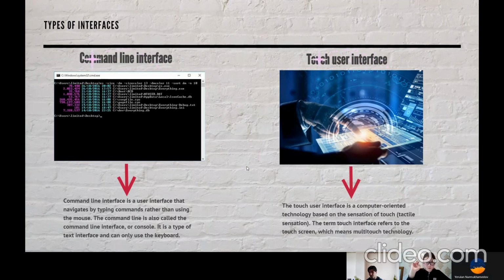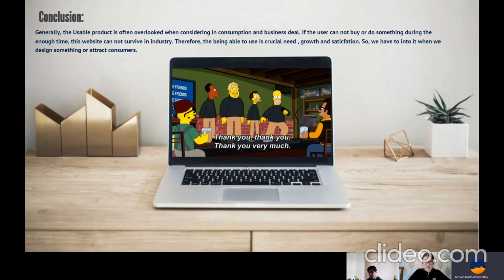And the conclusion is this: using such kinds of interfaces, and usable programs or websites, plays a crucial role in our daily life. Also, considering the epidemic situation, this has been available for everyone. And that's all.